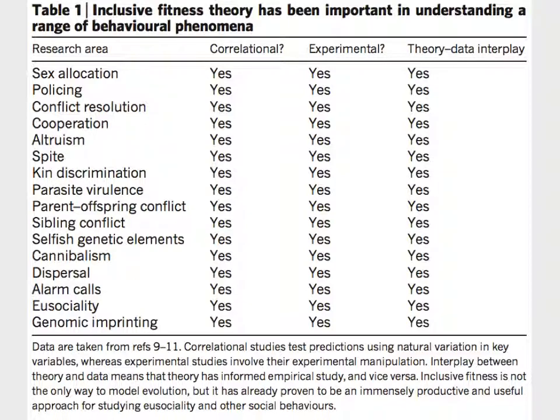So sibling conflict is between the baby birds, but the parent-offspring conflict is between the parent bird and the baby bird. Does that make sense? Other questions about this?